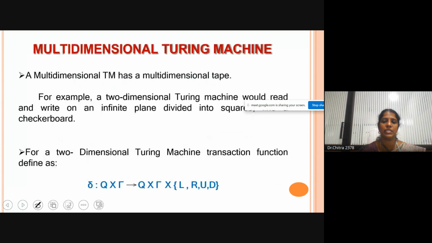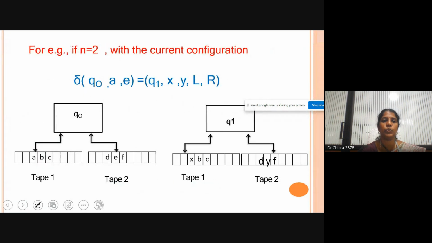For example, consider the Turing machine with 2 tapes. Here n equals 2. In this example, 2 tapes are there. The initial state is Q0.